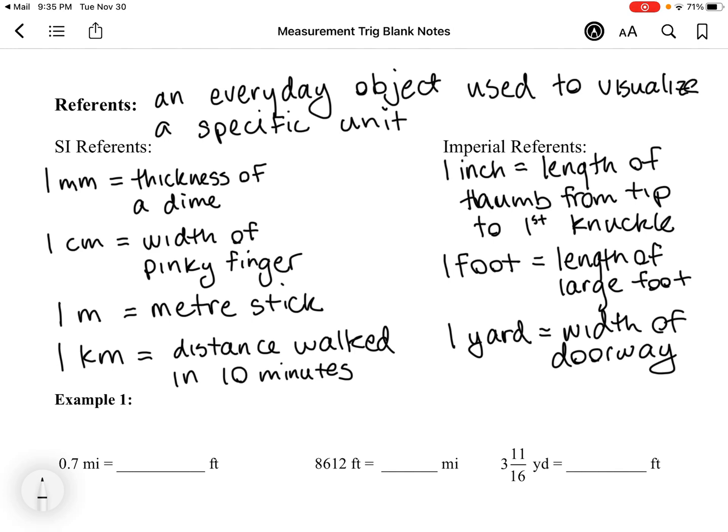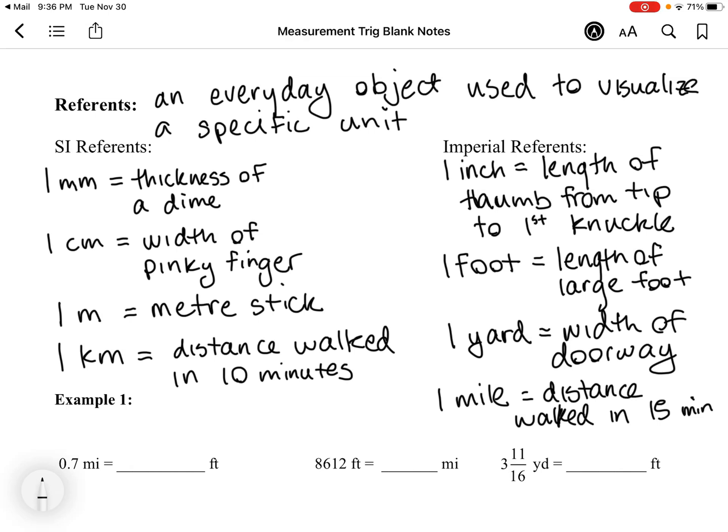That sort of thing. And then 1 mile. People usually walk around 4 miles an hour. So 4 miles in 60 minutes, and of course I'm rounding and approximating here, is about the distance walked in 15 minutes. Okay, so those are some references that I think about, but then of course you may have your own.